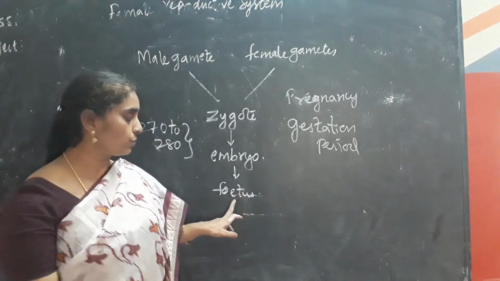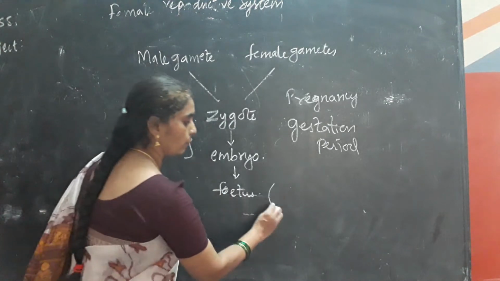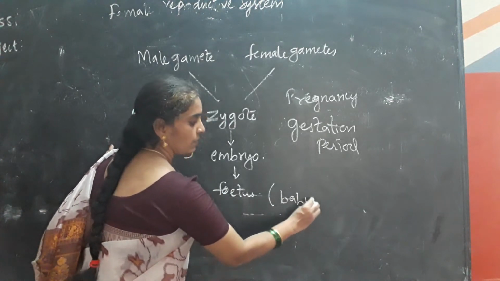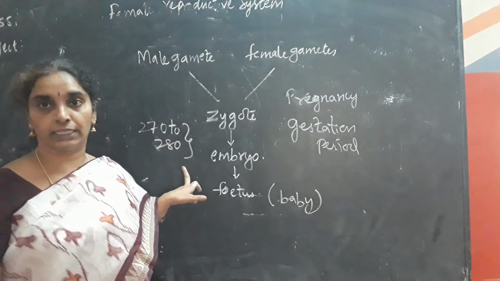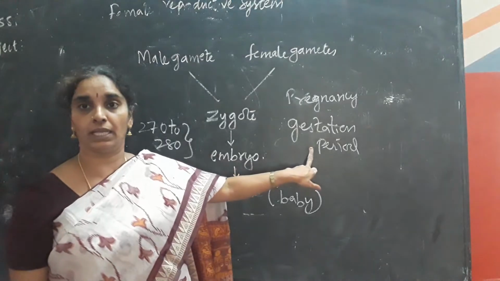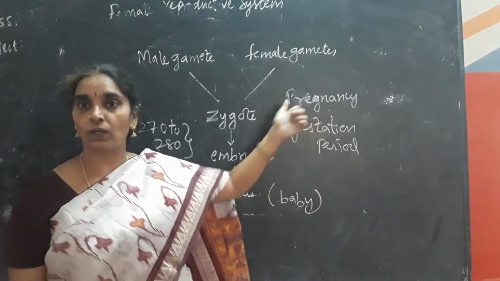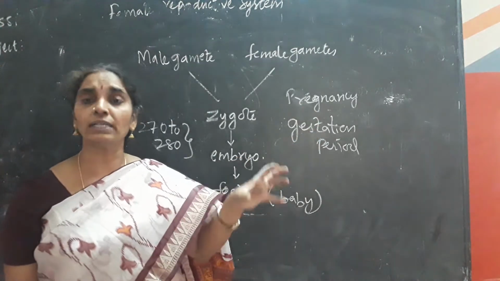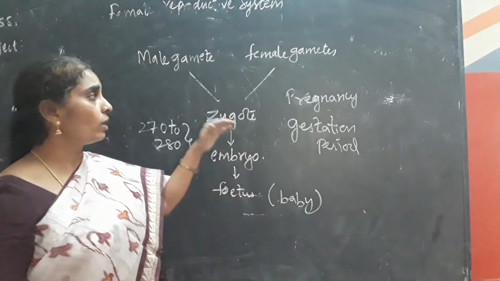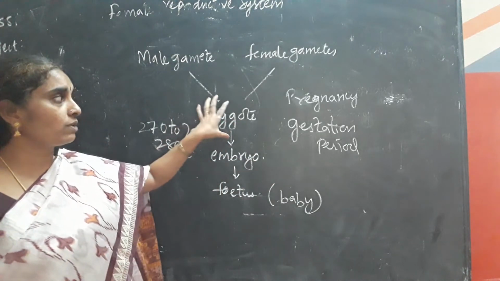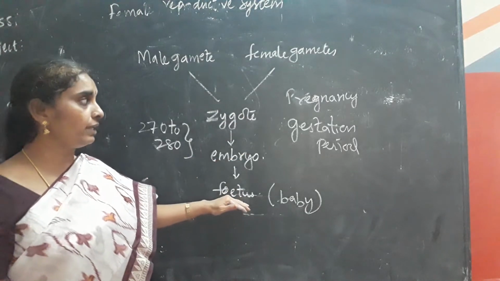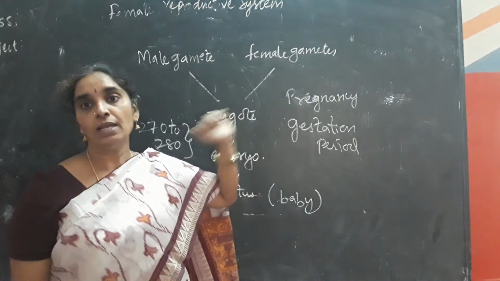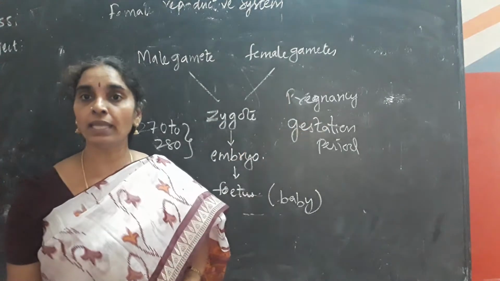Embryo develops into the fetus, which gives rise to the newborn baby at last. For the birth of the baby, it takes about 270 to 280 days, which is called the gestation period. The period of gestation is called the pregnancy period. From the formation of the zygote to the development of the fetus, it is called the gestation period. That is called the pregnancy period.